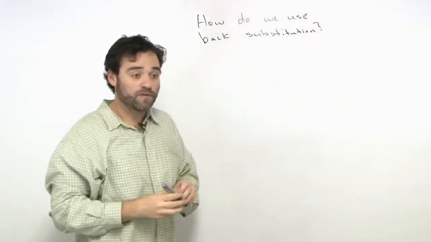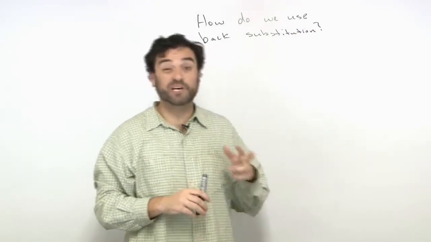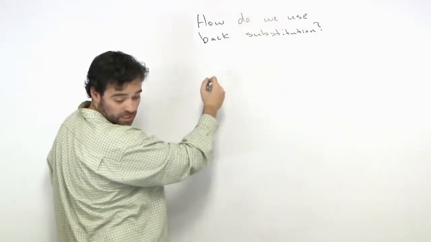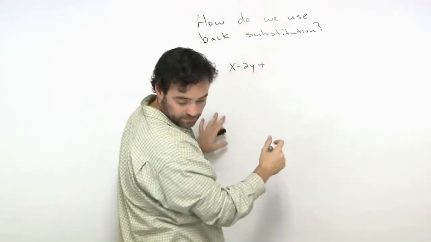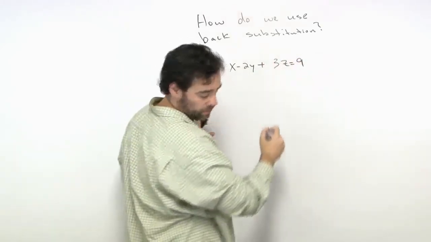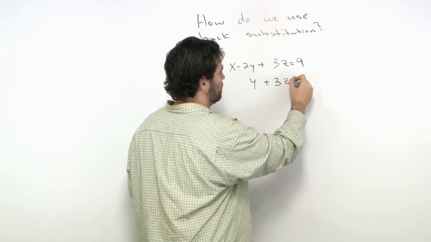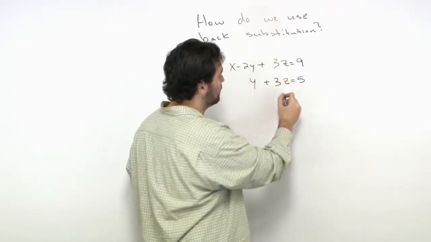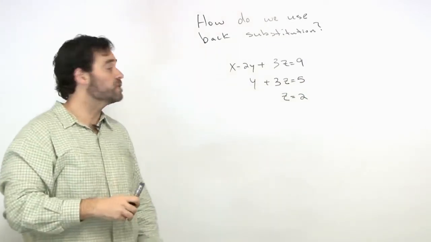Okay? So far we've had 2 equations, 2 unknowns, pretty straightforward. Now let's take a look at 3 equations, 3 unknowns. And our first example we have is x minus 2y plus 3z equals 9. We have y plus 3z equals 5. And then finally, z equals 2. So we're going to use back substitution on this problem right here.